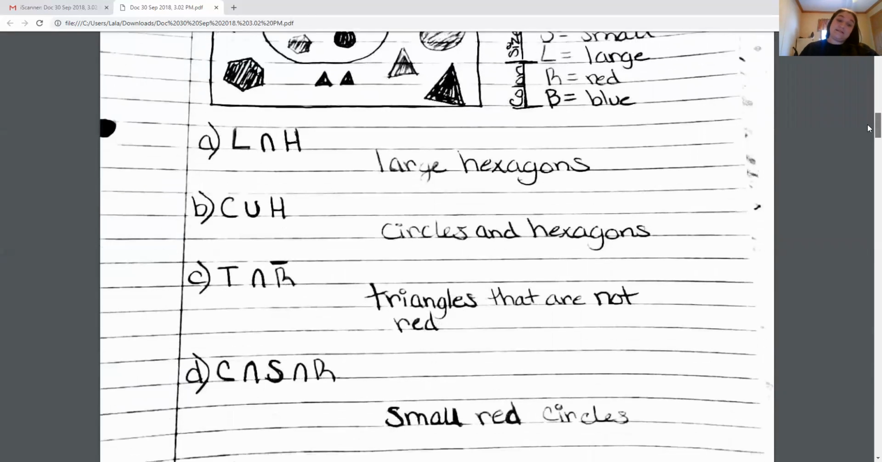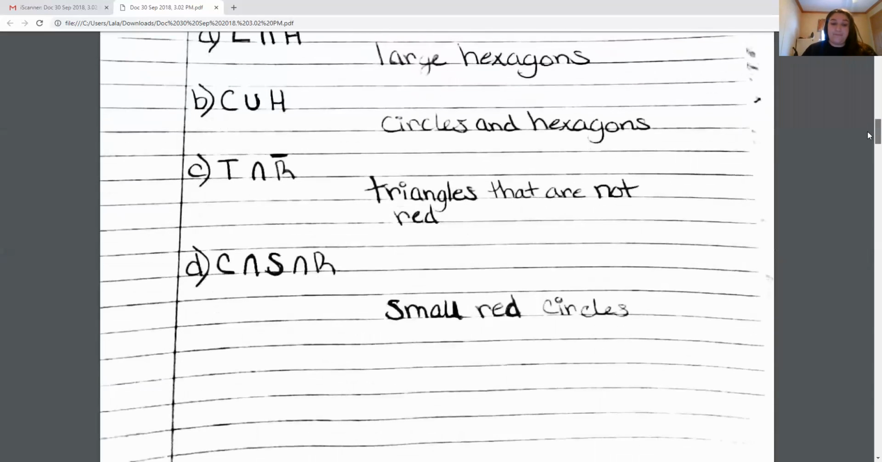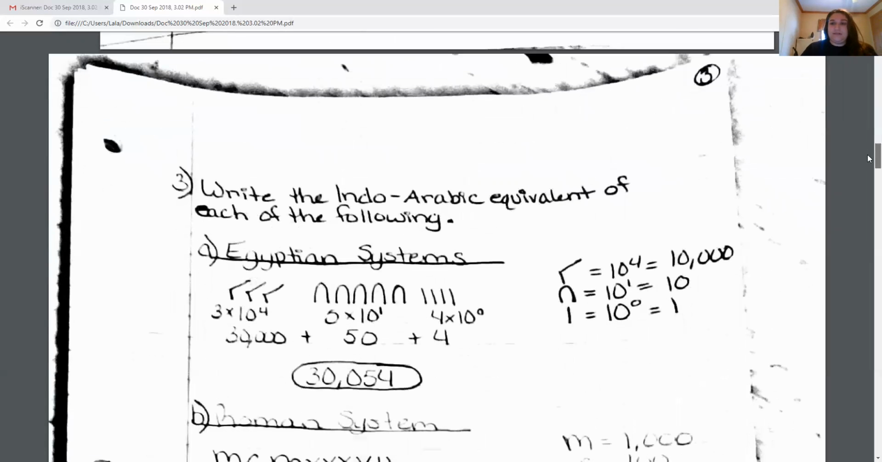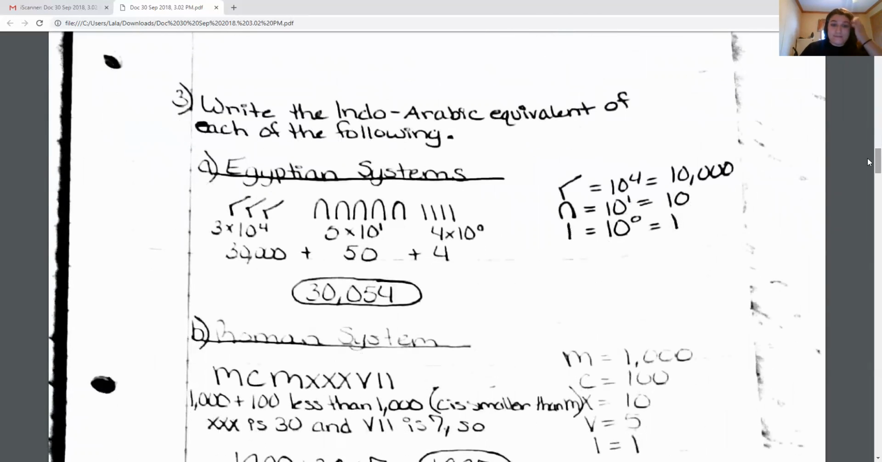Now our last one is C, S, and R. So C is for circles, S is for small, and R is for red. So small red circles. Now we're going to get into some number systems. They want us to write the Indo-Arabic equivalent in each of the following number systems. So our first one we're going to start with is Egyptian systems.